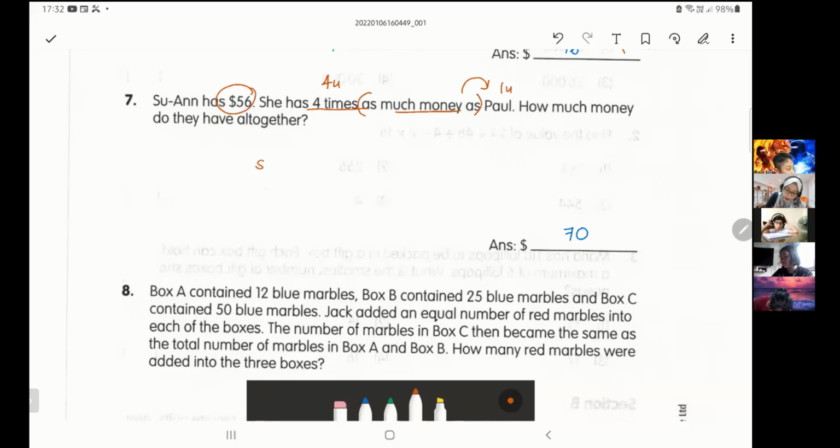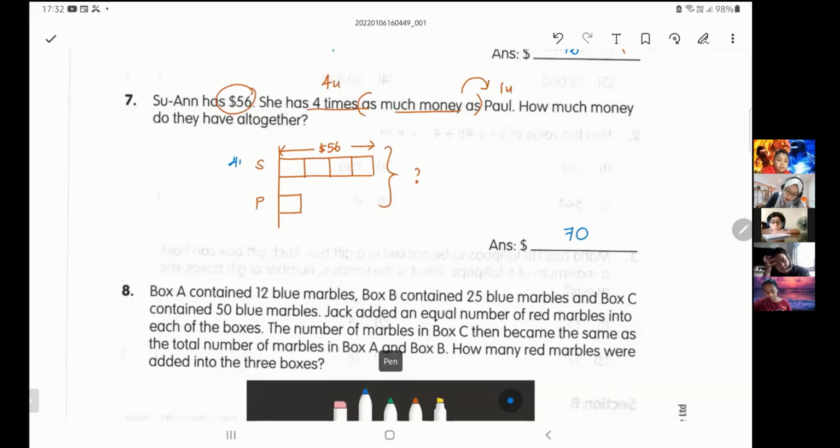So Sue Ann and Paul. Sue Ann is 4. Okay, so this is $56. How much money do they have all together? Like that, right? So I told you that Sue Ann has 4 units, right? 1, 2, 3, 4. 4 units is 56. 1 unit is 56 divided by 4 equals 14.